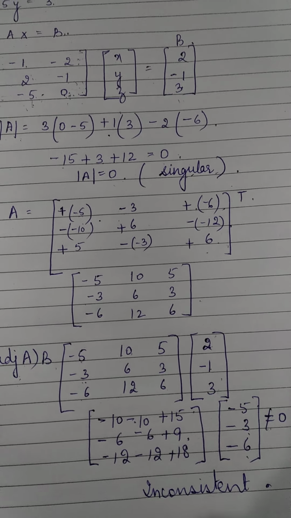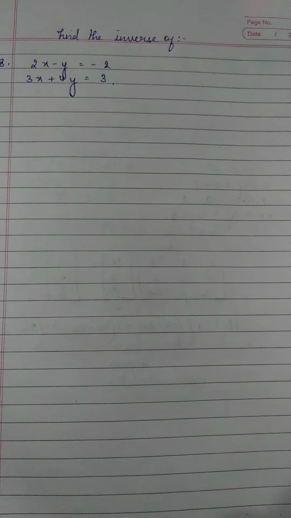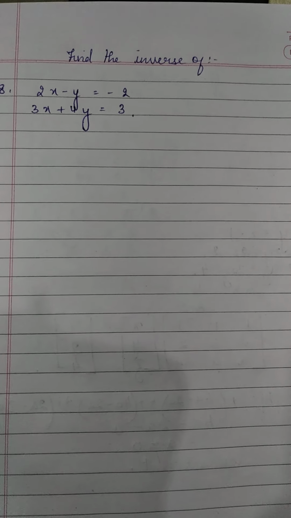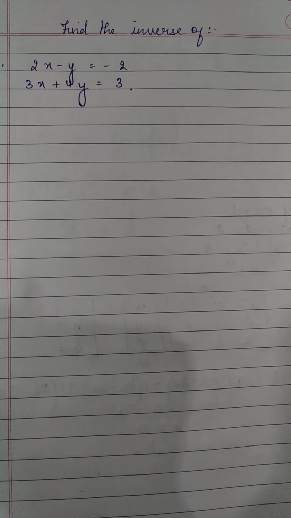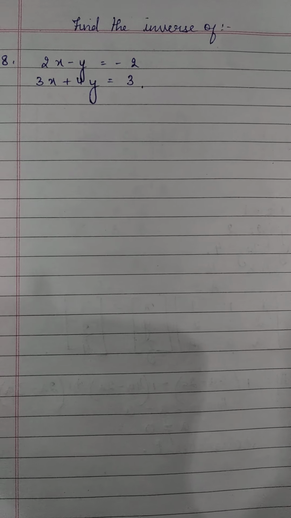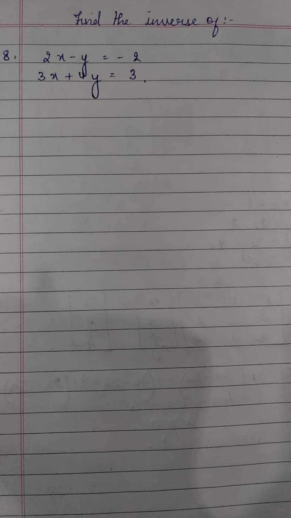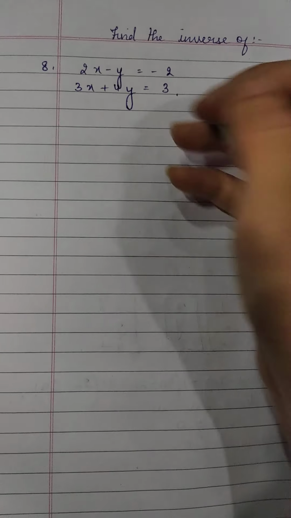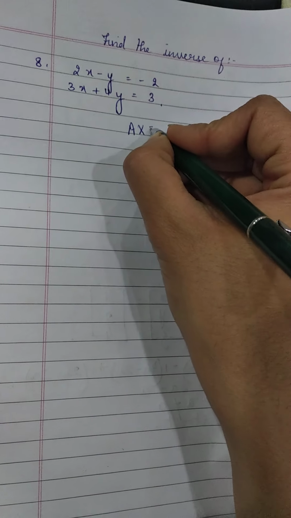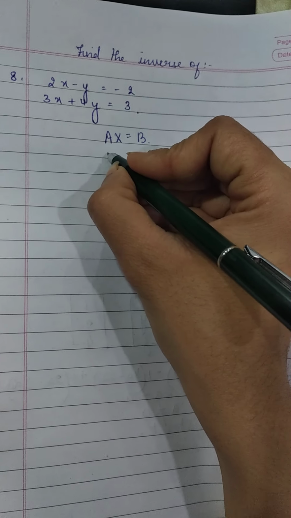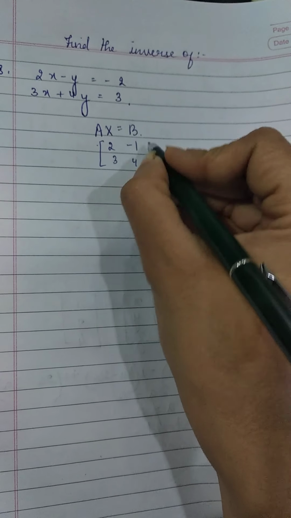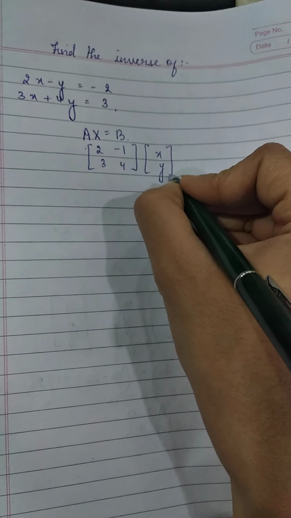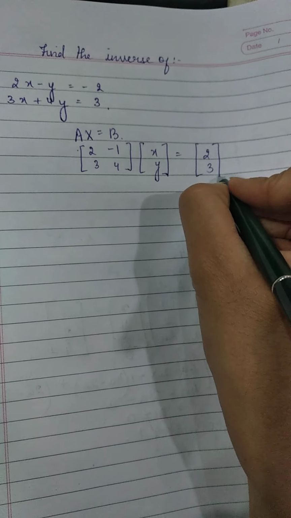Next, we move on to finding the solution of the given equations using the matrix method. Now, remember the matrix method exists only when A inverse exists. And A inverse exists when the determinant of A is not equal to 0, or we can say when the matrix is a non-singular matrix. Again, our very first aim would be to represent the given equations in the form AX equal to B. So AX is equal to B, where A is 2, -1, 3, 4, X is X and Y, and B is 2 and 3.